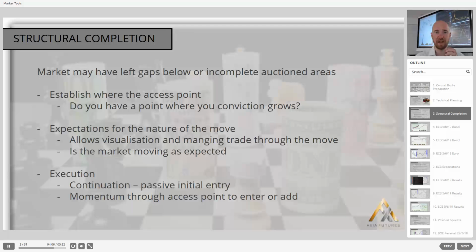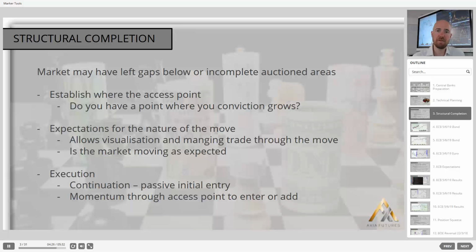It's then giving yourself options: if you don't get in at the first, you can get in at the second. If you're in at the first, you can add at the second. It also means that it accommodates numerous styles, whether you're a momentum trader or a more passive continuation trader, someone who's willing to wait for that larger move.